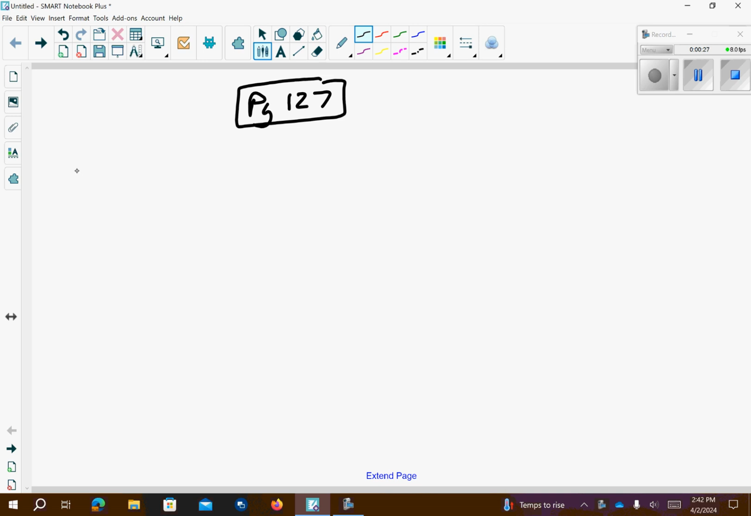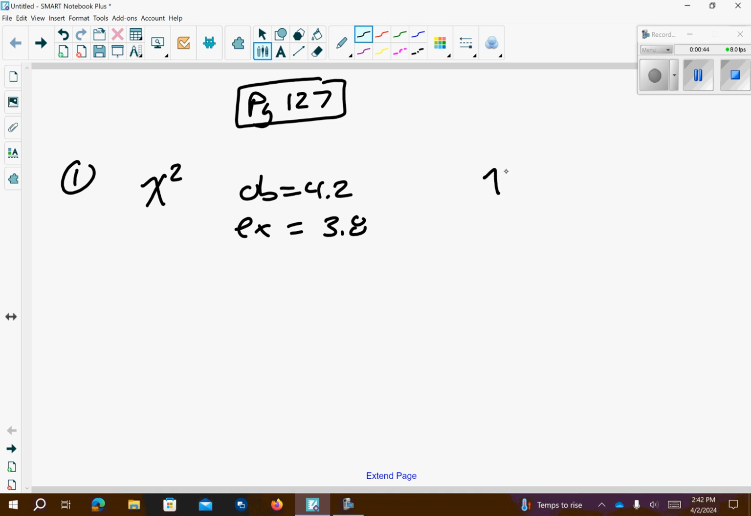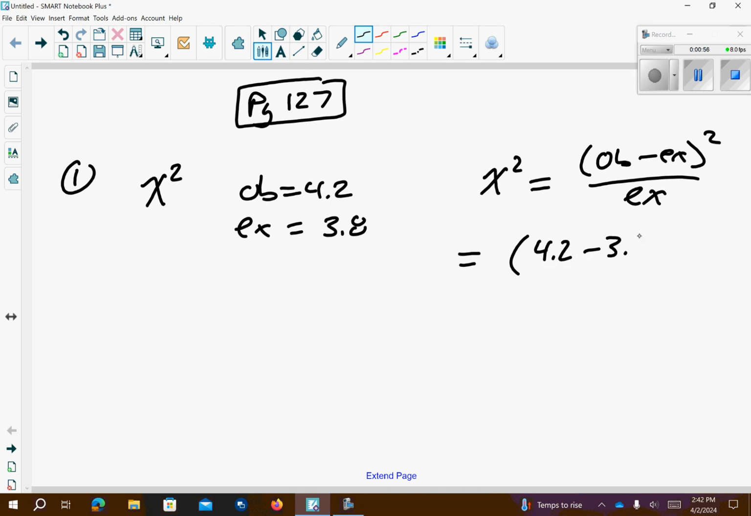All right, so problem number 1 on page 127. They want us to find the observed value, and so we want to find chi-squared. We have an observed value of 4.2 and an expected value of 3.8. Remember from the other day, you had observed minus expected, quantity squared, all over the expected. So observed is 4.2 minus 3.8, all in quantity squared, all over the expected, which is 3.8.